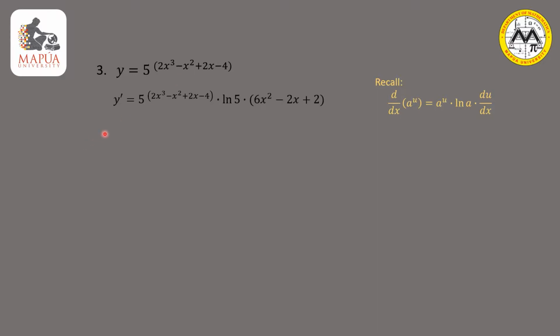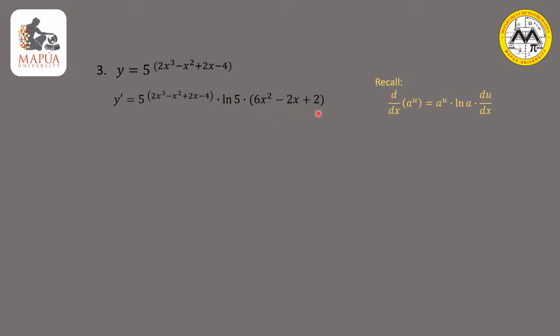Hence, differentiating y to give us y prime would result in having the factor 5 raised to 2x cubed minus x squared plus 2x minus 4. This is our a to the u factor. Then we multiply it with ln of the base 5. Then multiplying it further with the derivative of the exponent 2x cubed minus x squared plus 2x minus 4, which is just 6x squared minus 2x plus 2.